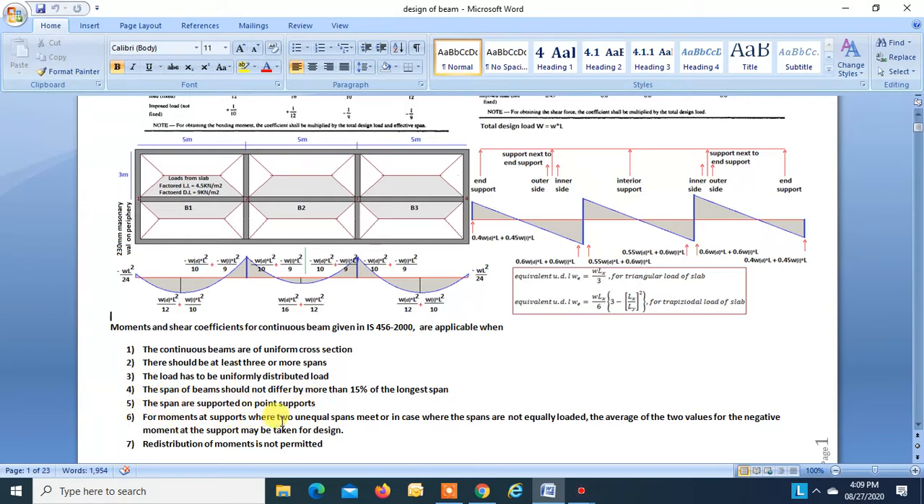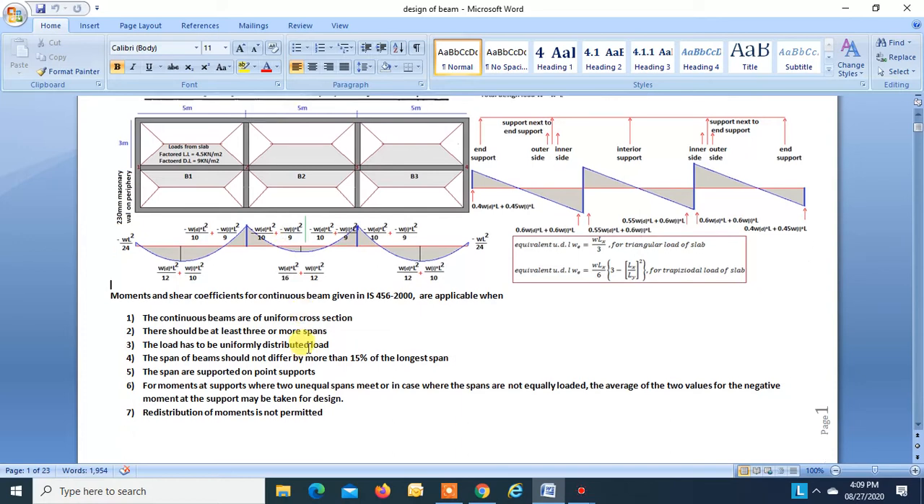For moments at a support where two unequal spans meet, or where the spans are not equally loaded, the average of the two values of the negative moment at the support may be taken for design. But in our case we will have the same moments, so there is no need for taking the average. Redistribution of moment is not permitted when you are using the coefficients given in the code for design of continuous beams.